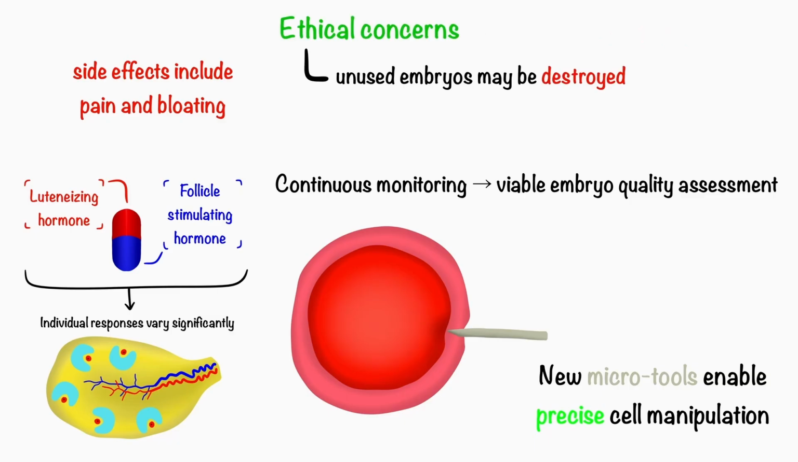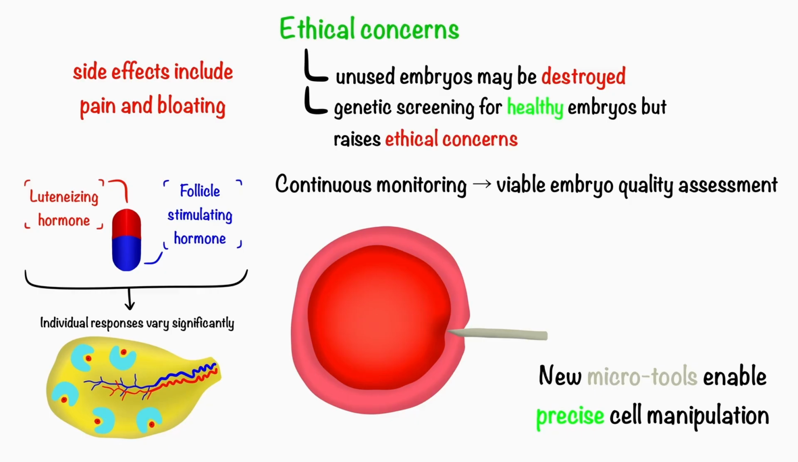Some people have ethical concerns about certain aspects of IVF treatment. The process often results in unused embryos that may eventually be destroyed, which some find problematic. Genetic testing of embryos before implantation is now possible, but raises questions about selecting embryos based on their genetic characteristics. Despite these concerns, IVF has helped millions of people worldwide become parents who otherwise might not have had the opportunity. Understanding how hormones regulate fertility has been crucial in developing these treatments.